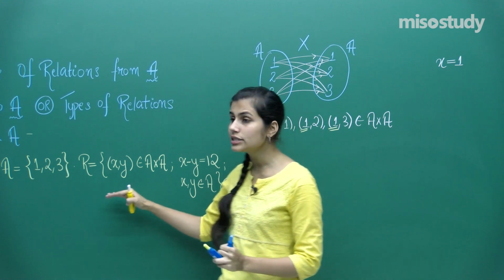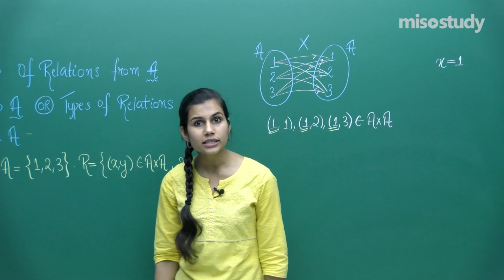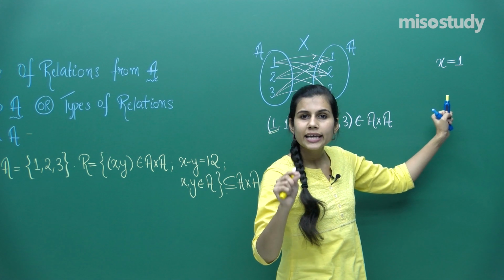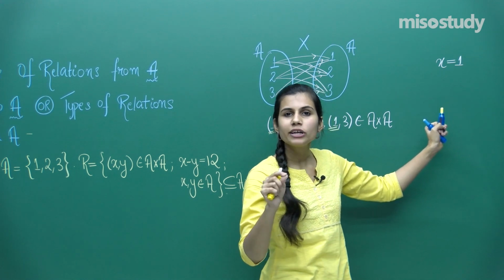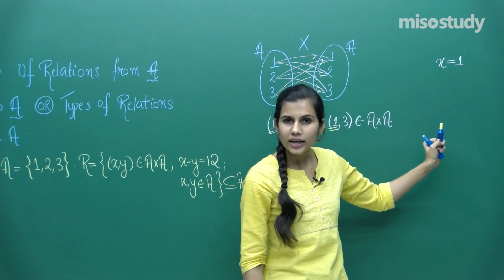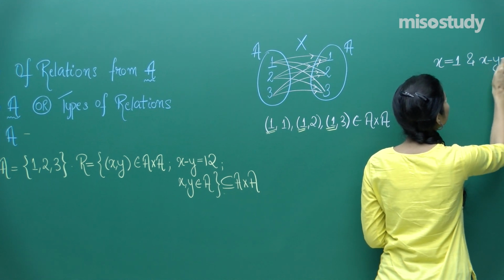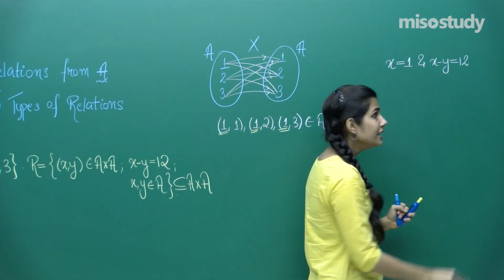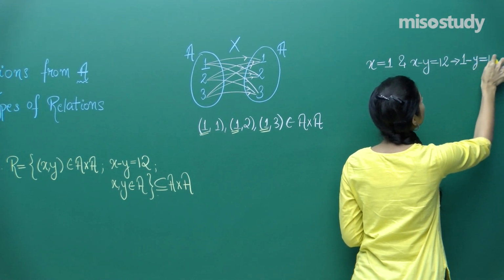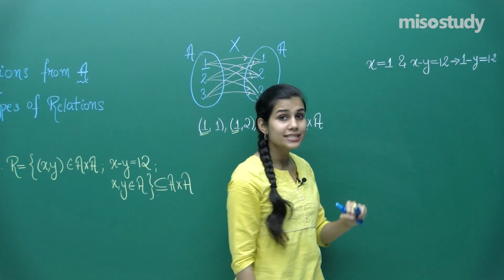I want to find the roster form of R. That means I want to find all the members which qualify to sit inside R. Therefore, corresponding to x equal to 1, what is that y which is going to give me that x minus y is equal to 12? Let's find out. If x is equal to 1 and you want that x minus y should be equal to 12, this means you want 1 minus y is equal to 12. You definitely want this because x is equal to 1.